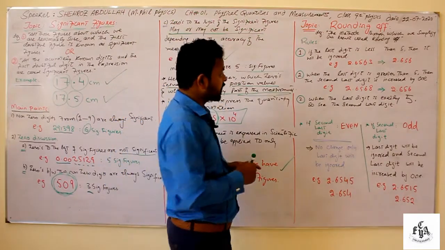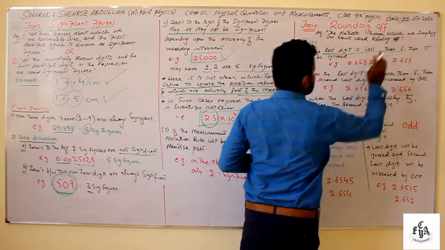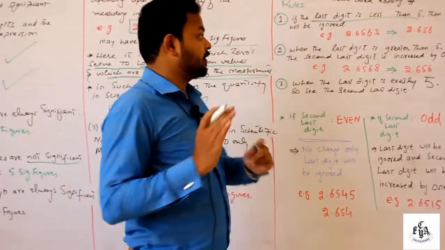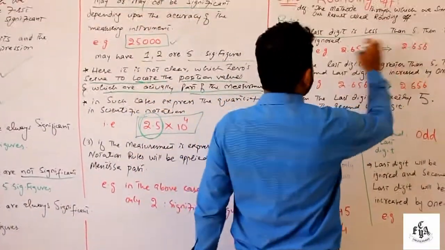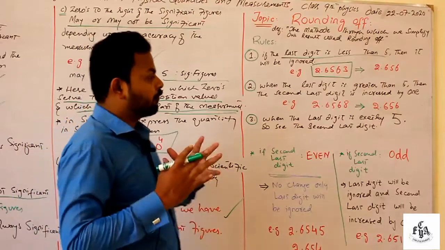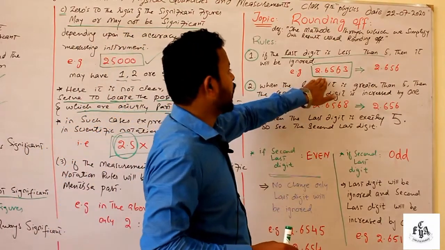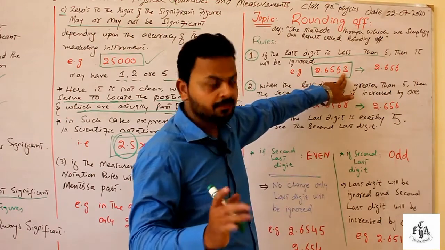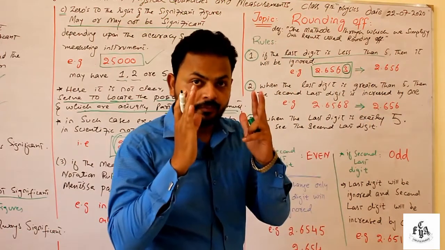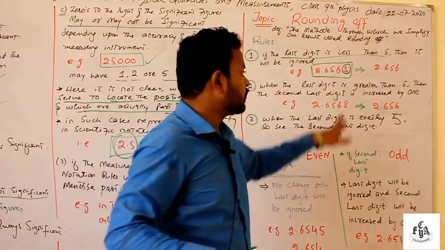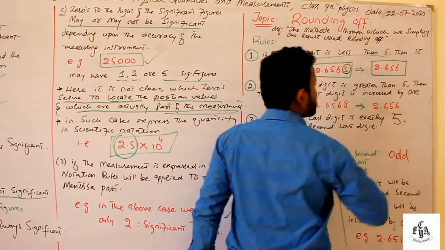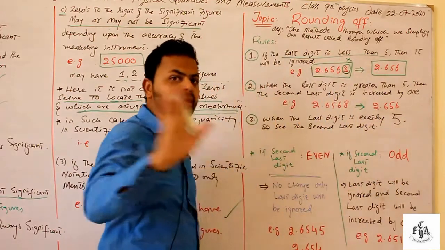Number one, if the last digit is less than 5, what will we do? Then it will be ignored. For example, we have a reading 2.6563. Now see the last digit. That last digit is 3, which is less than 5. So we will ignore the last digit and we will round it to 2.656. This 3 will be ignored totally.